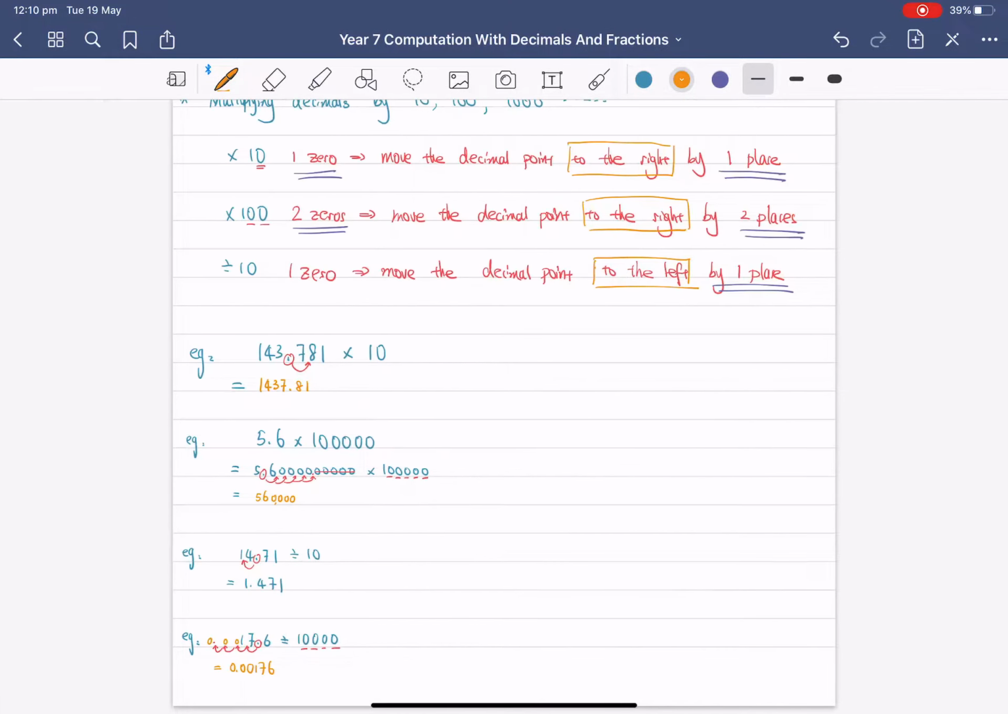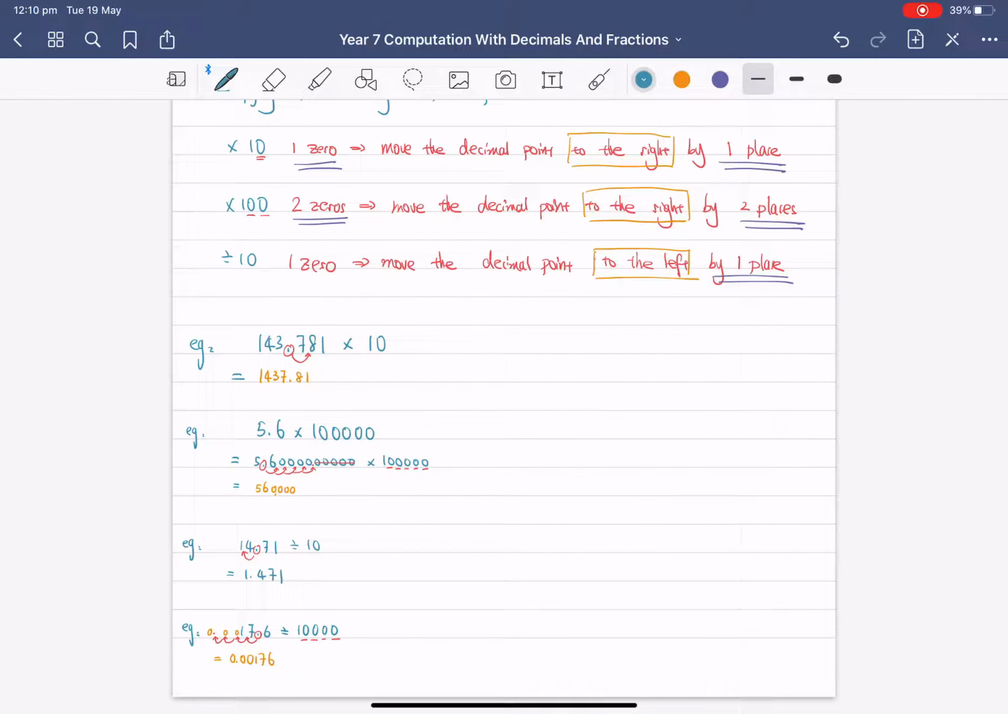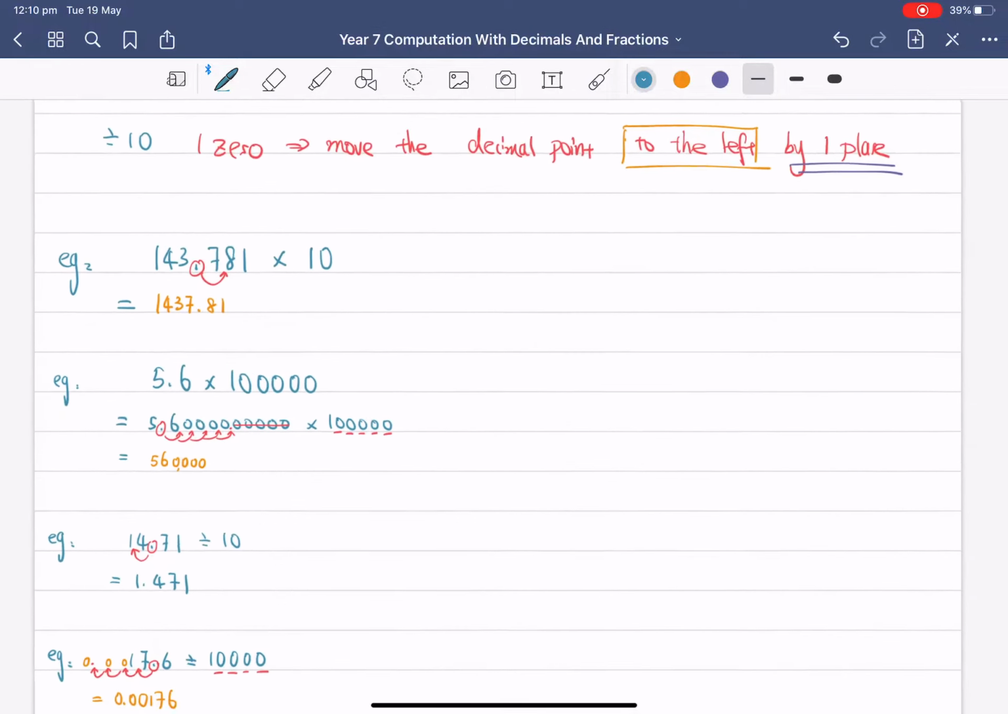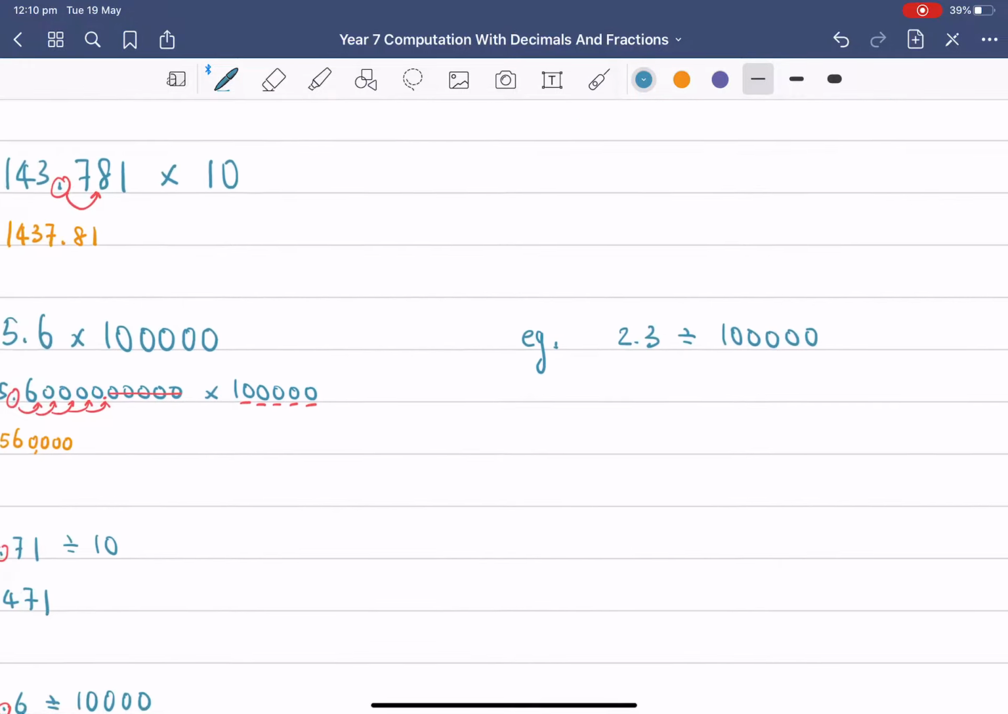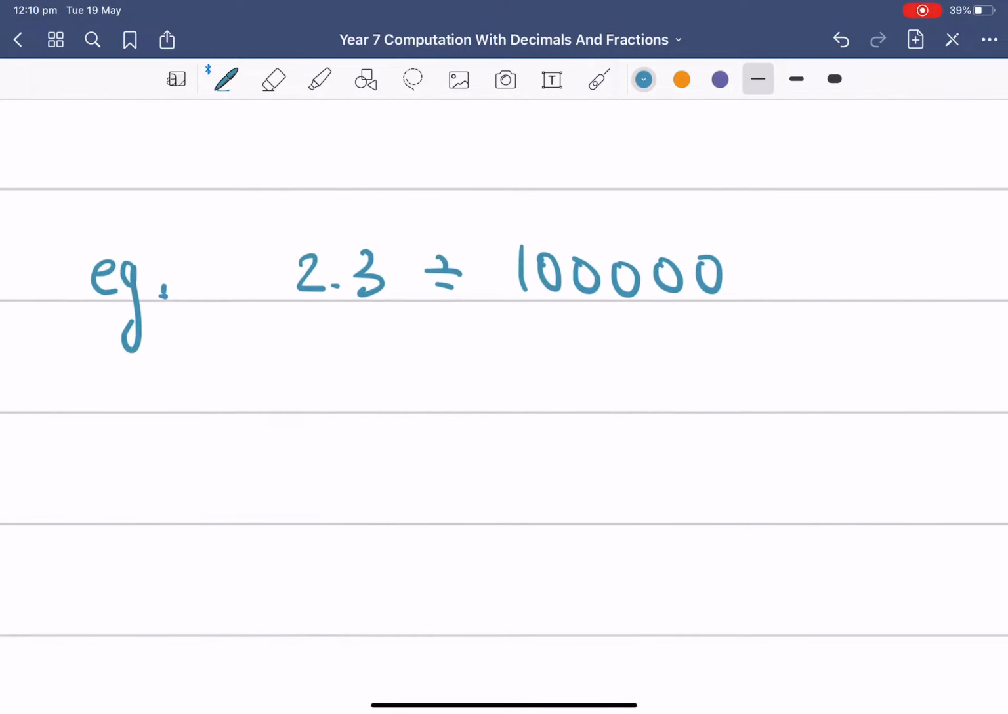All right, I'd like to do a few more, now dividing by numbers with many zeros. So let's do 2.3 divided by 100,000. What do we do in this case? This is what you can write: 2.3, and you can actually physically write on the times that you move the decimal point. So we can move the decimal point how many places? 1, 2, 3, 4, 5.